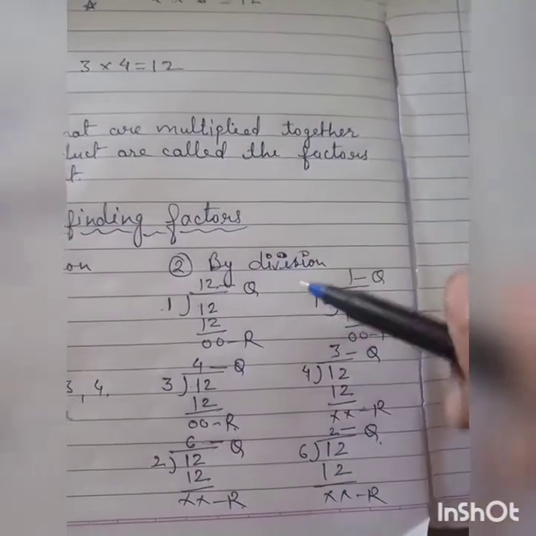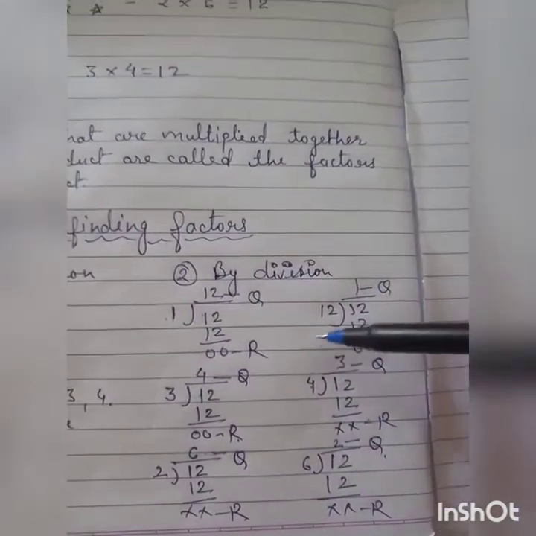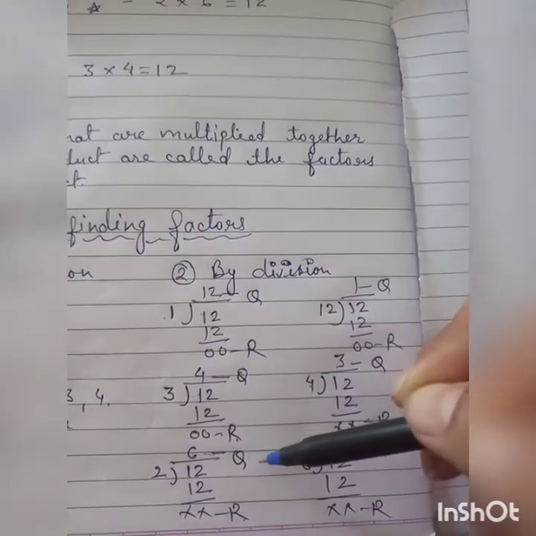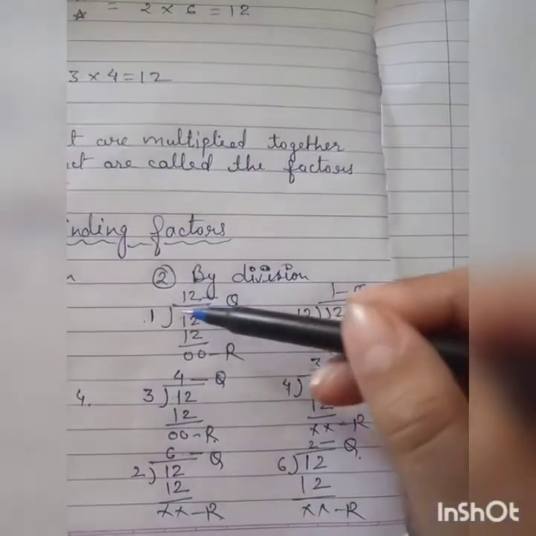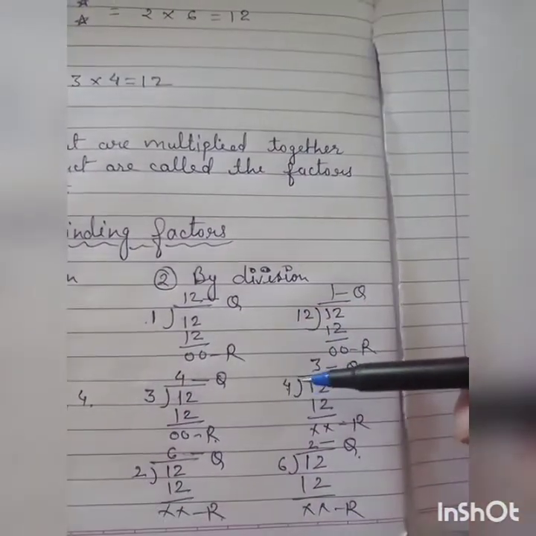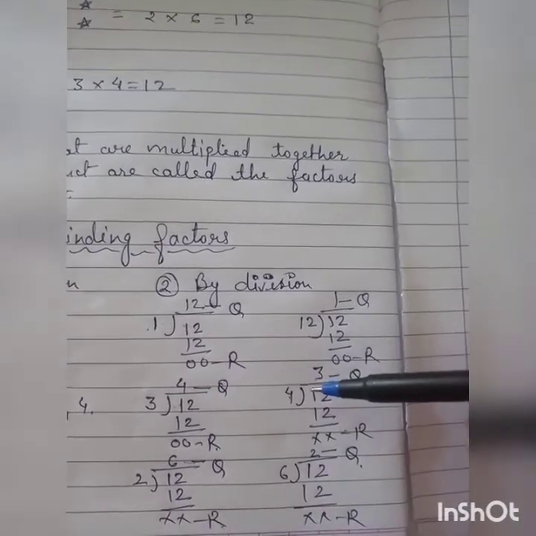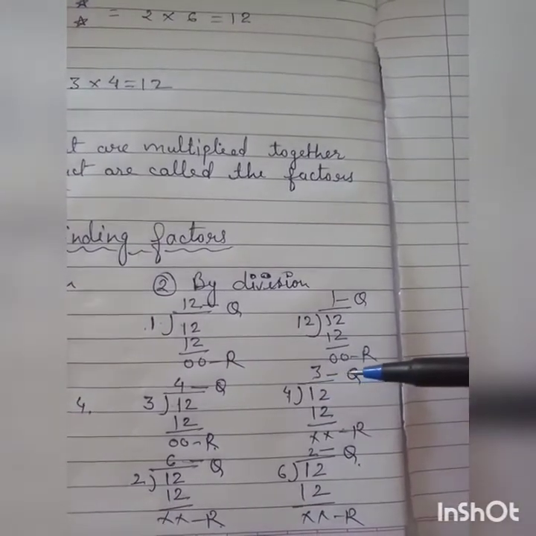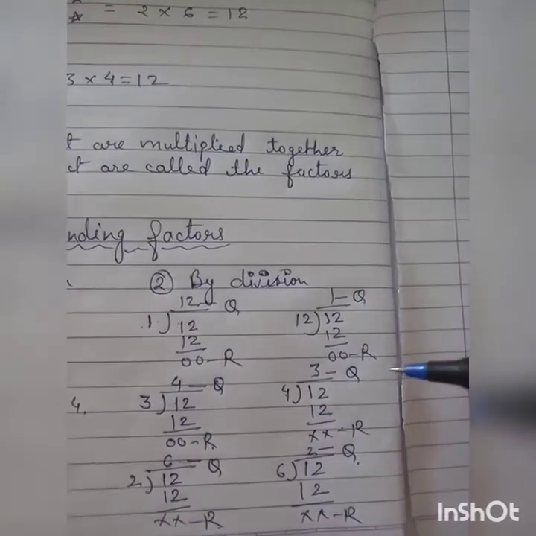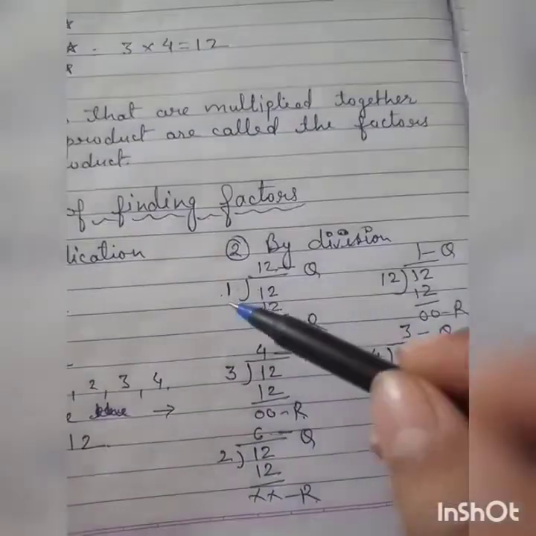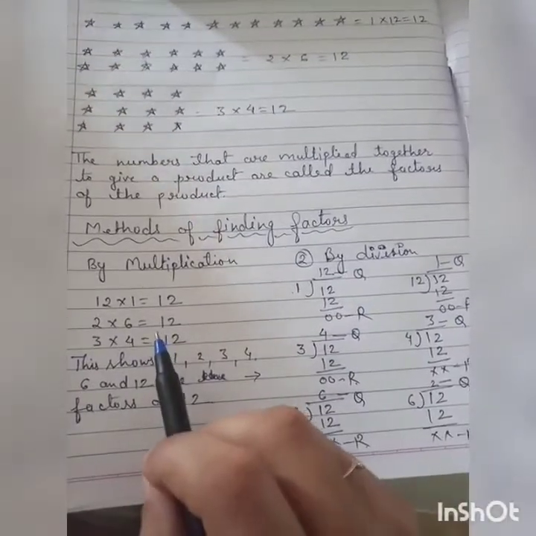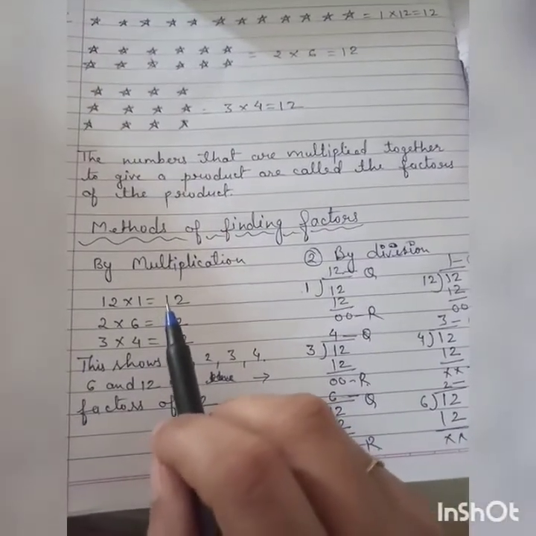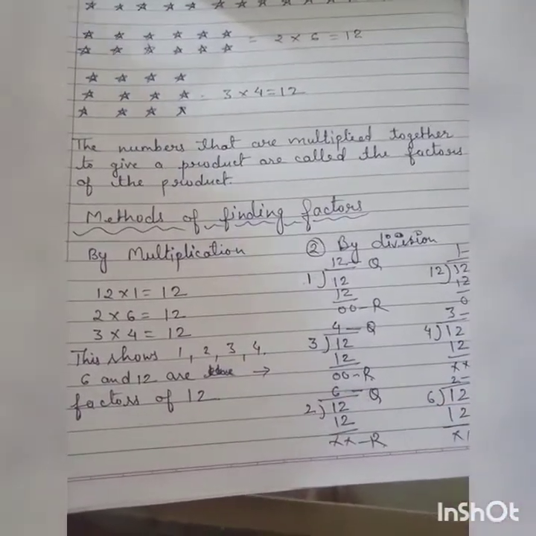Now you see the similarities in all these divisions. All the remainders are 0. It means these numbers 1, 2, 3, 4, 6 and 12 are the numbers that can divide a given number without leaving a remainder, and they are the factors of that number. So we get the same factors here as we found by the multiplication method. This is the simplest and easiest way to find the factors of any number. I hope you understood.